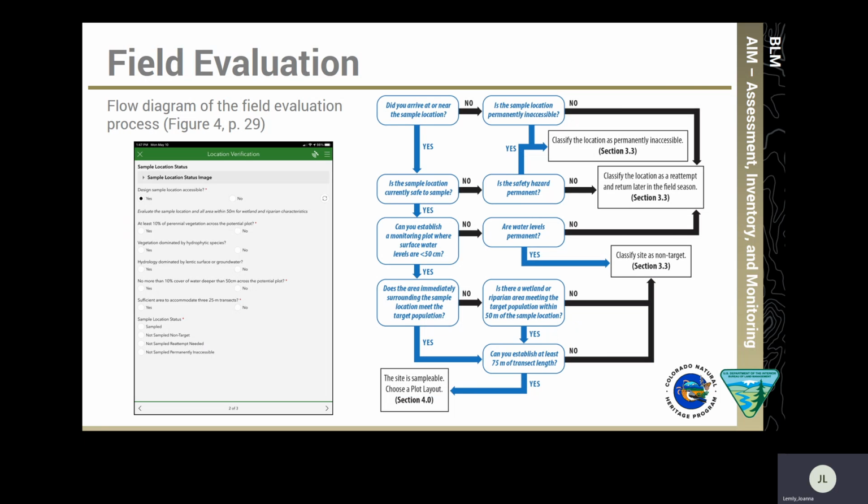Figure 4 on page 29 of the protocol is a flowchart for the field evaluation process. The Location Verification Survey 123 form also assists with field evaluation. Both will guide you through the considerations needed to determine if a site is sampleable.